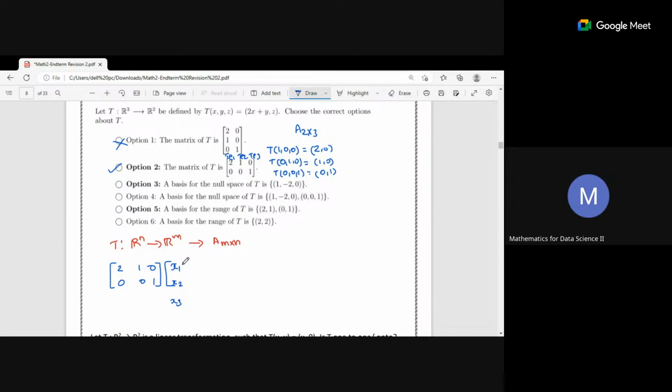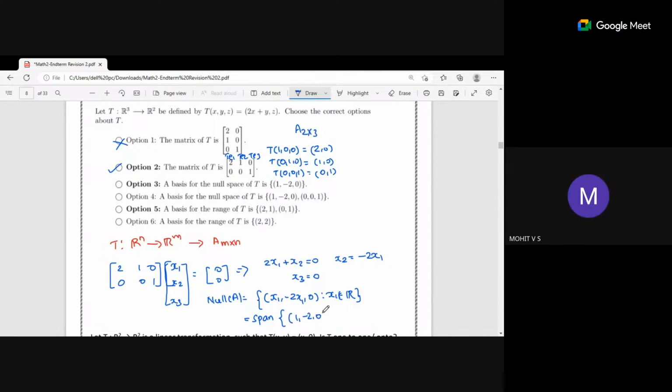Okay. Now, anyway, if you solve this, what will you get? 2x1 plus x2 is equal to 0 and x3 is equal to 0, right? So you have x3 equal to 0, x1 is the independent variable, and x2 is equal to minus 2 times x1. So it means your null space of A is equal to (x1, minus 2x1, 0), x1 in R. So it is the span of which vector, can you tell? 1, minus 2, 0.